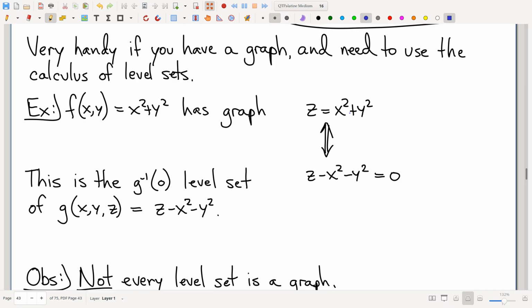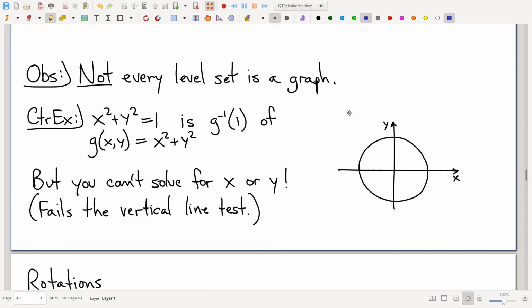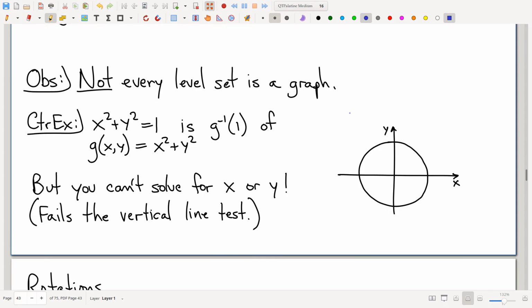Okay, so the disappointment here is that this is a one-way result. Every graph is easily rewritten as a level set, not vice versa. Not every level set is a graph. Here's an easy counterexample. Here we see a level set. Is this equation the graph of some function?